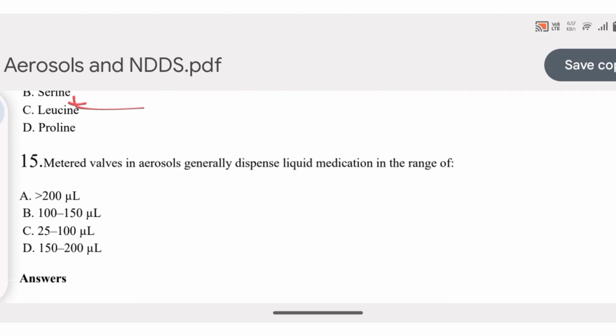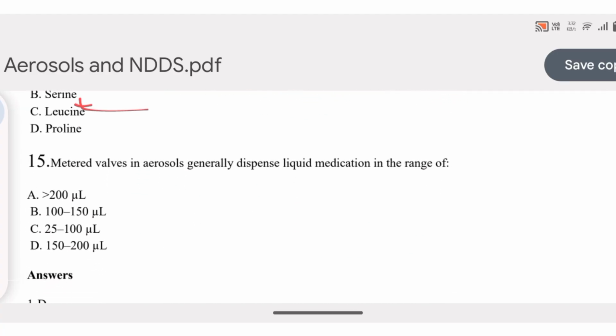Last question about the aerosol topic. Metered valves in aerosols generally dispense liquid medication in the range of. Yes, the right answer will be option C, 25 to 100 microliter, because metered dose aerosols deliver small volumes.